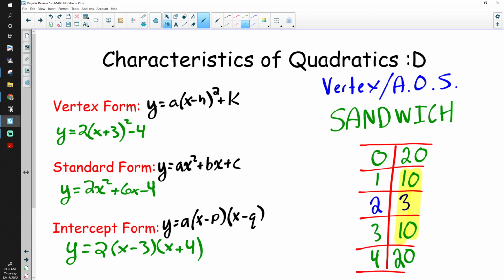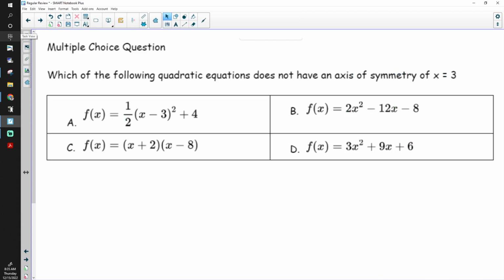Okay? The first question on your midterm is a multiple choice question. And it asks us, which of the following quadratics does not have an axis of symmetry of x equals 3? Now, this is not a very hard problem. It sounds pretty hard. So this one up here will literally be on the midterm. Correct. I just scrambled it. So it's just like this.